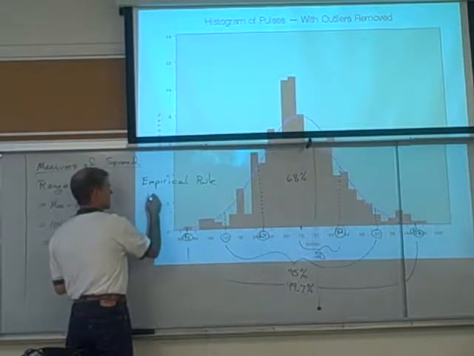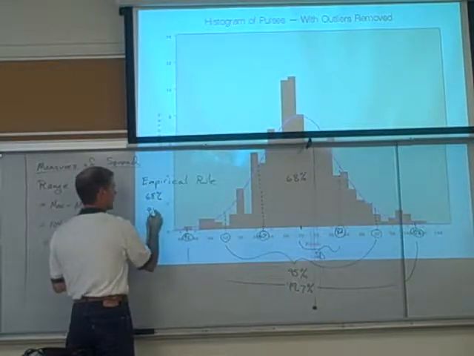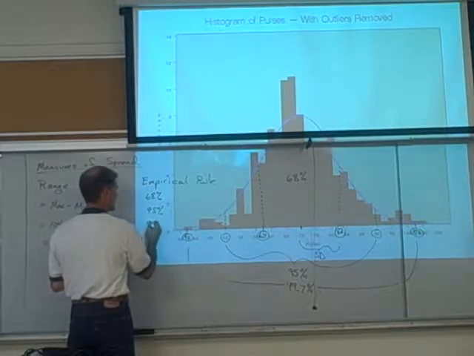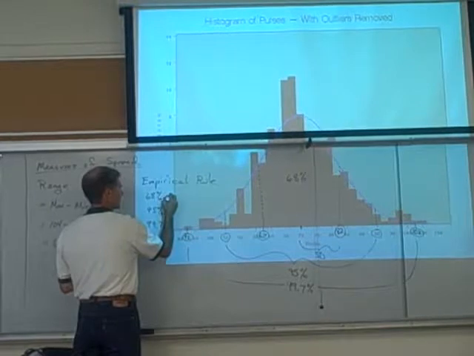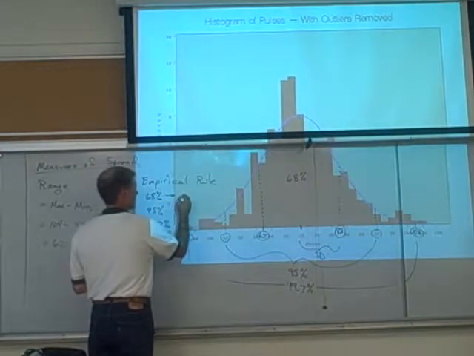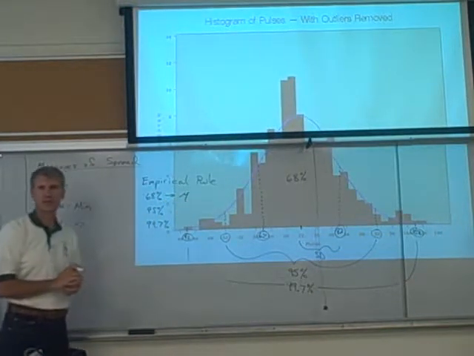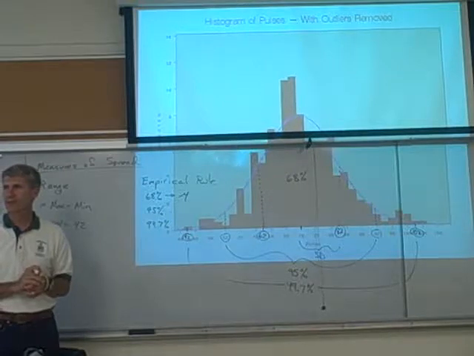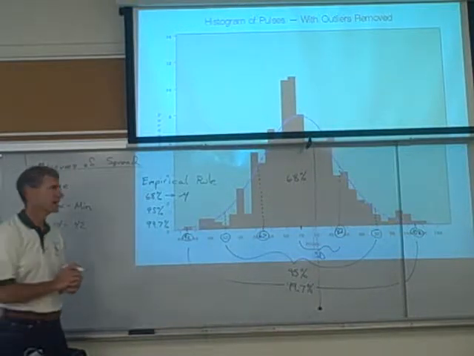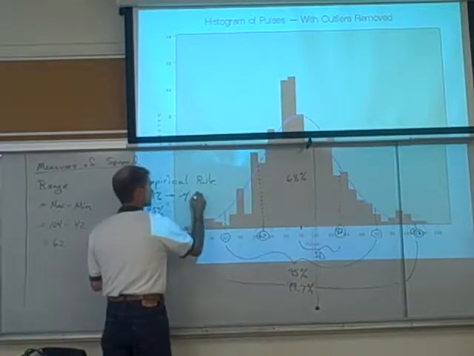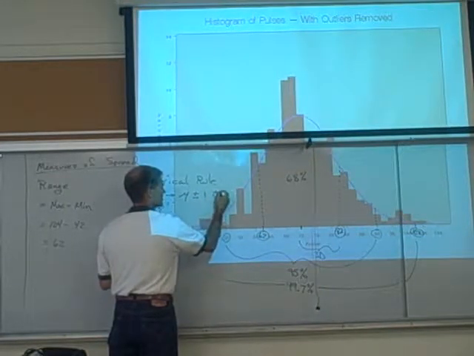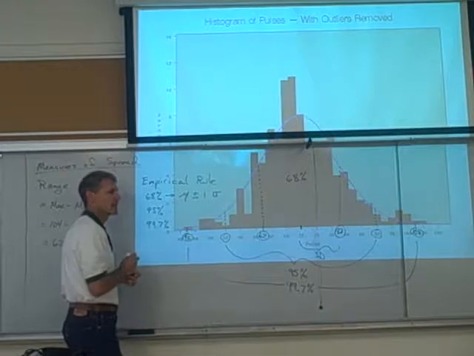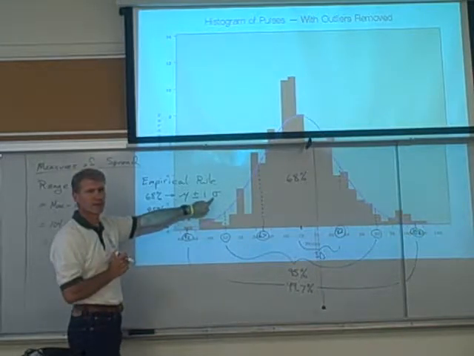So you have 68%, 95%, and 99.7%. 68% is the mean. Remember the Greek letter mu? That's the parameter for mean, plus and minus 1 standard deviation. Now, I don't know if I've shown you that before.